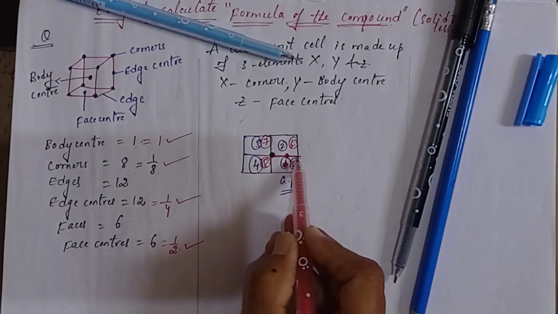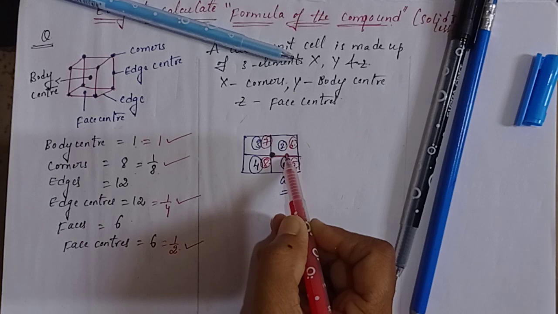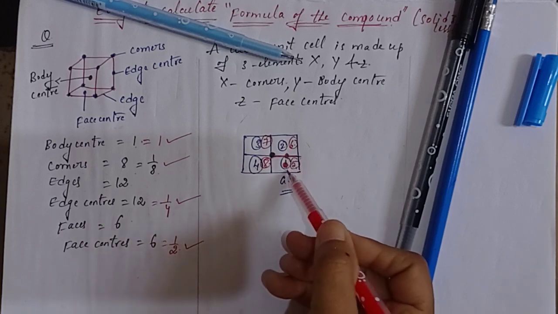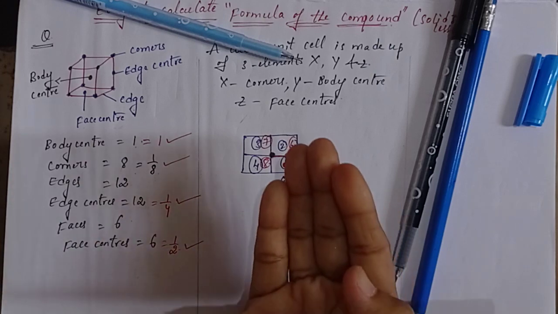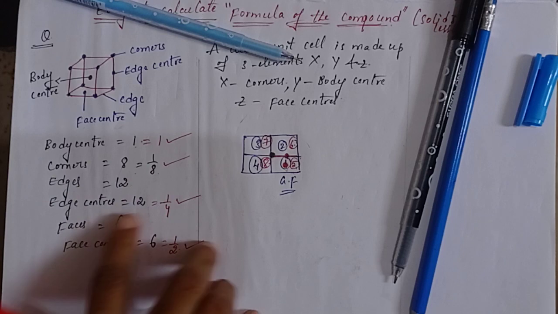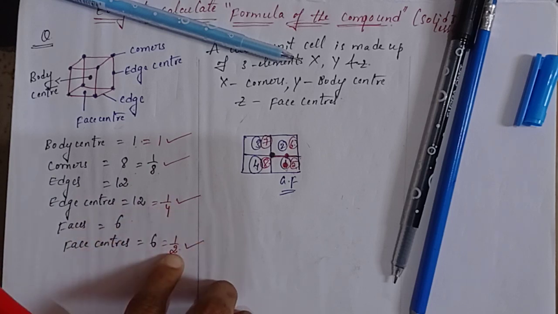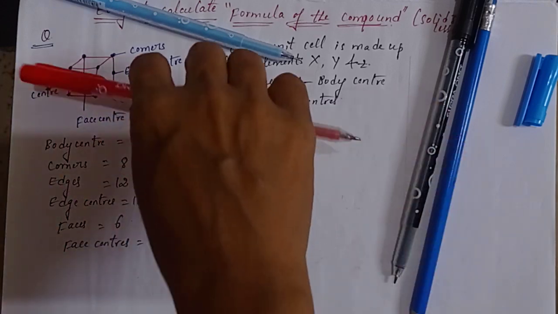Now I am taking the edge center. The edge center particle is sharing with how many rooms? Edge center means first room, second room, up to fifth, sixth room. That means a total of 4 rooms are sharing. Are you following? So it is equal to 1 by 4 contribution. Face center contribution is 1 by 2. Remember all this, students, then we can easily calculate.